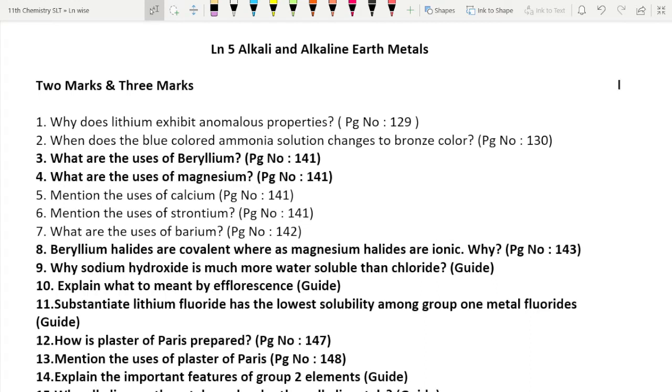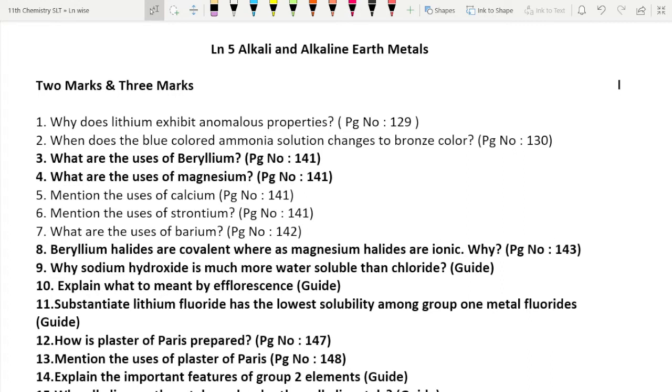So what are the uses of beryllium? 141. What are the uses of magnesium? 141. Mention the use of calcium. 141. Mention the use of strontium. 141. What are the uses of barium? 142. Eighth question: beryllium halides are covalent whereas magnesium halides are ionic. Why? It is on page number 143.